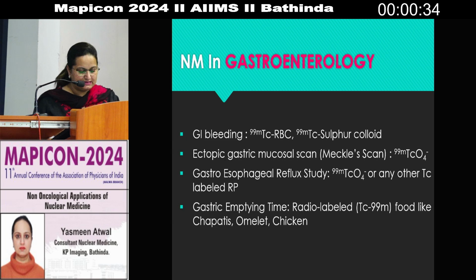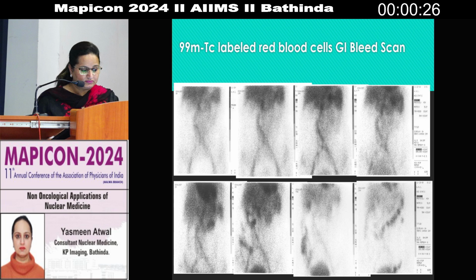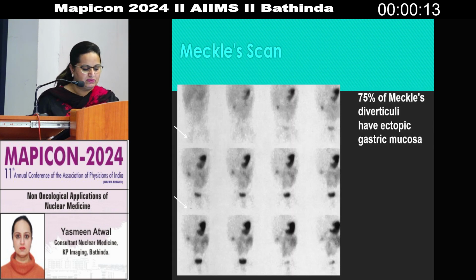We do GI bleed scans, we do ectopic gastric mucosa or Meckel scan, gastroesophageal reflux studies, gastric emptying, and also colon transit studies. This is not a very good image of RBC scan. So we see the bleeding and we can quantify the arteries, point the arteries, which is the region like superior mesenteric artery or inferior mesenteric artery from which the bleed is coming.